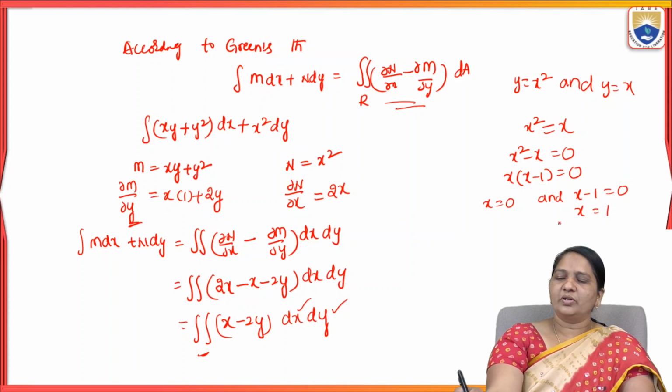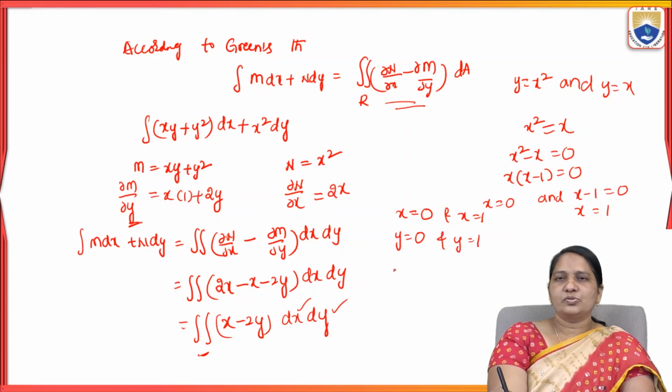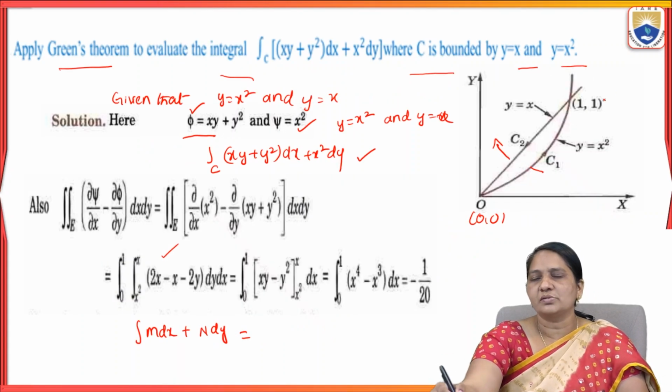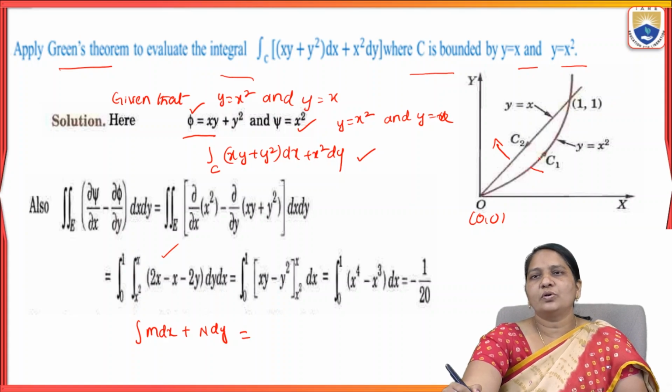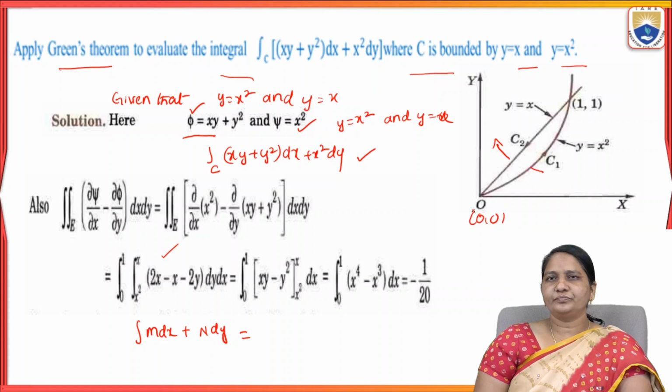From the first point, if x equal to 0, what is the y value? Here we got the two values, x equal to 0 and x equal to 1. If x equal to 0, y equal to 0. And if x equal to 1, y is also 1. So now the points are 0, 0 and 1, 1. That's why we wrote 0, 0 and 1, 1. So now the intersection points are 0, 0 and 1, 1.